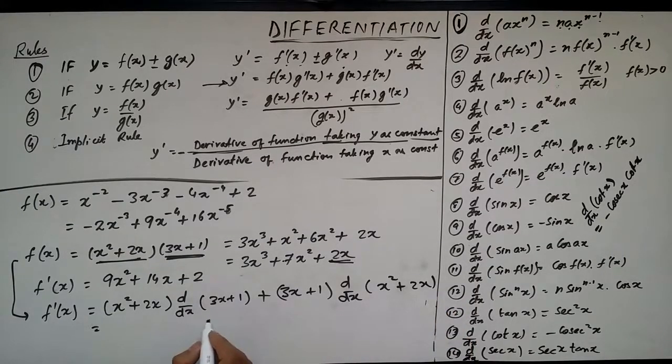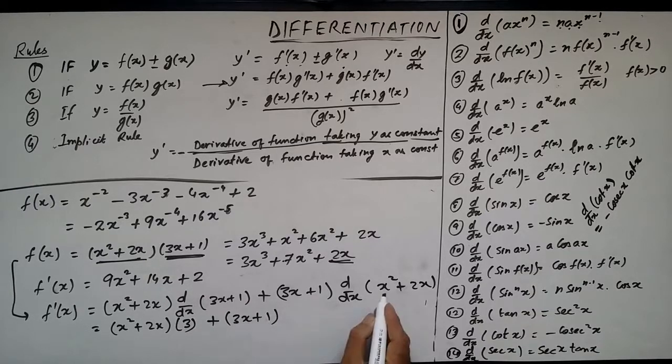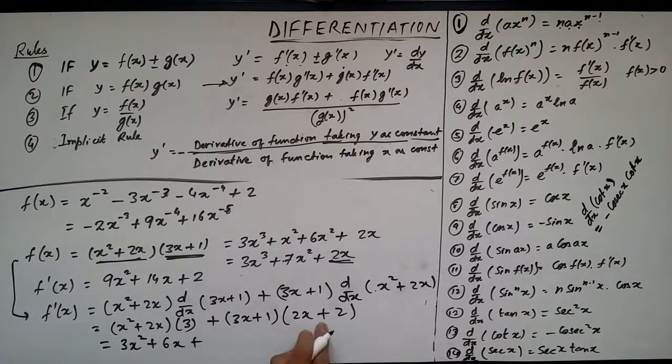So let's see this one. So it is x squared plus 2x, differential of 3x plus 1 is 3, plus 3x plus 1 into differential of x squared plus 2x, which is 2x plus 2. Right? Okay. So this becomes 3x squared plus 6x. Now we expand this one. So this is 6x squared plus 6x plus 2x is plus 8x, and the last remaining is plus 2.